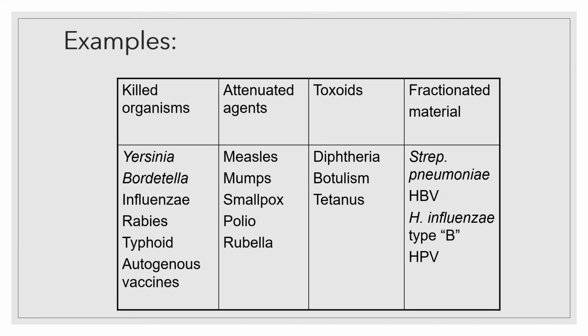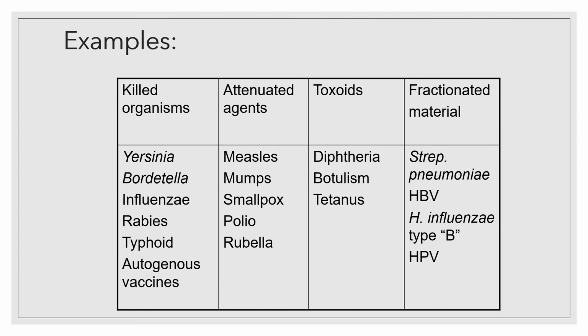So here's a list of vaccine examples and how they're made. We've got several that are made from killed organisms, including Yersinia. Yersinia pestis causes the plague. We've got Bordetella. Bordetella pertussis causes whooping cough. We've got influenza, rabies, typhoid, autogenous vaccines. These are all made from killed organisms.